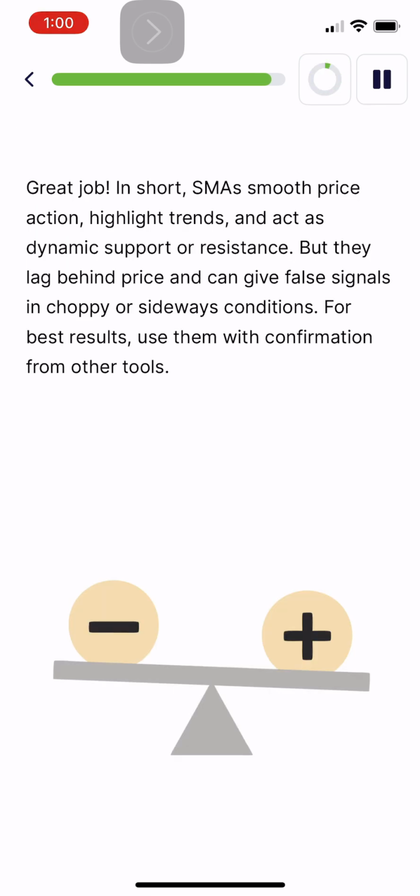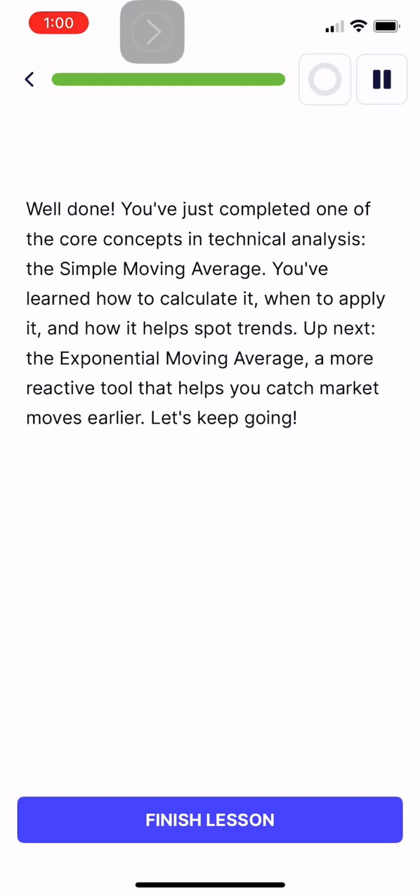Great job. In short, SMAs smooth price action, highlight trends, and act as dynamic support or resistance, but they lag behind price and can give false signals in choppy or sideways conditions. For best results, use them with confirmation from other tools. Well done! You've just completed one of the core concepts in technical analysis, the simple moving average. You've learned how to calculate it, when to apply it, and how it helps spot trends. Up next, the exponential moving average, a more reactive tool that helps you catch market moves earlier. Let's keep going.